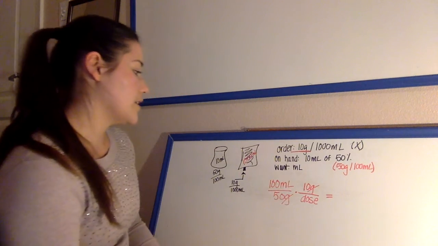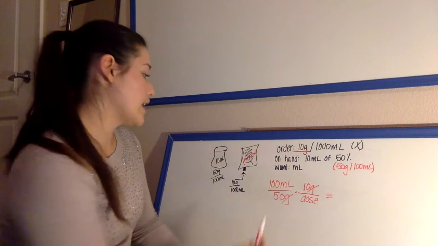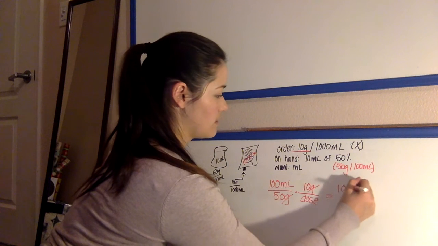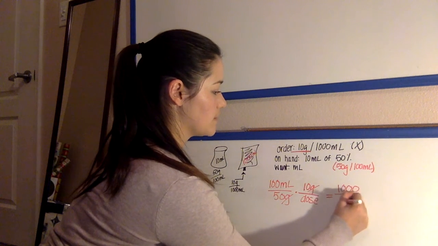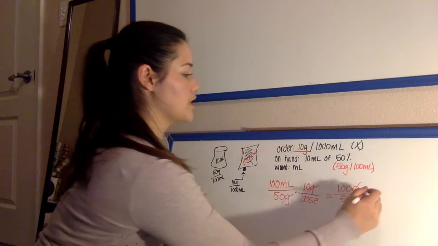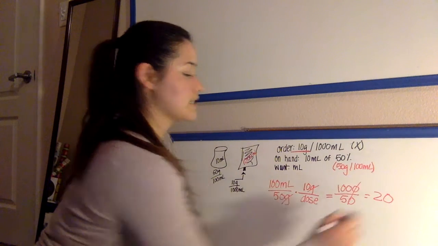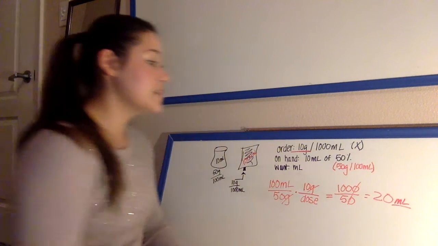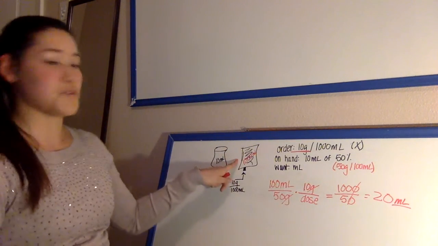Okay, and if we pull out our calculators or do this in our heads, 100 times 10 is 1,000 over 50, okay? So we cross out our zeros there. 5 goes into 100 20 times. And that's how we get our 20 milliliters that we will be adding into our bag.